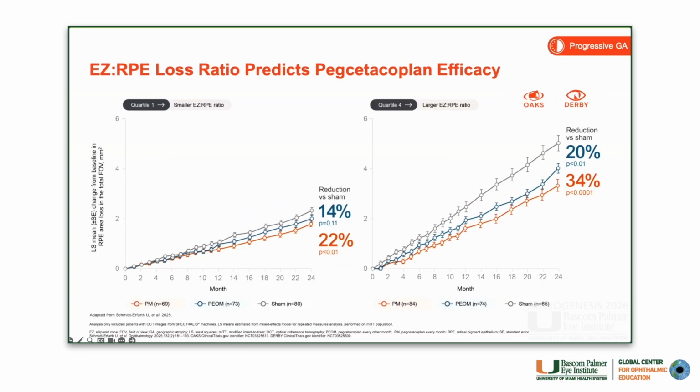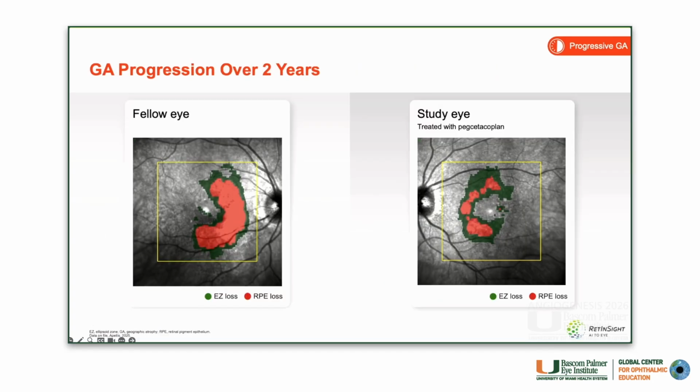It's not just the natural history data where the EZ-RPE ratio is important. In the Oaks and Derby, eyes with lesions in the highest EZ-RPE quartiles not only progressed faster, but they also responded best to pegcetacoplan. This insight can guide us in selecting the right patients for treatment if we have the right tools at our disposal in clinic.